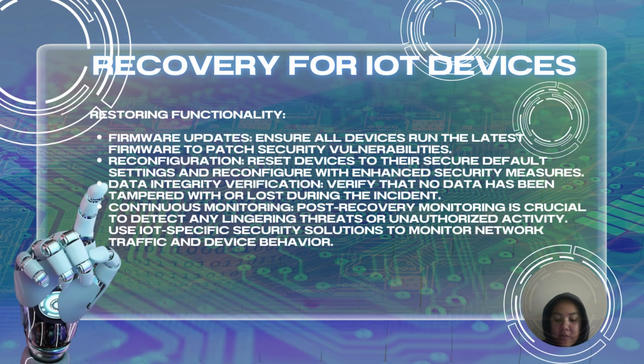So the second topic is recovery for IoT devices. Recovery has two parts: restoring functionality and continuous monitoring. For the first part, restoring functionality, it's firmware updates, reconfiguration and data integrity verification. Firmware updates ensure all devices run the latest firmware to patch security vulnerabilities. The second one is reconfiguration. It resets devices to their secure default settings and reconfigures them with enhanced security measures. And the third one is data integrity verification. It verifies that no data has been tampered with or lost during the incident.